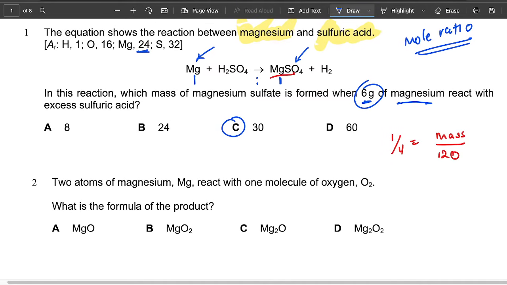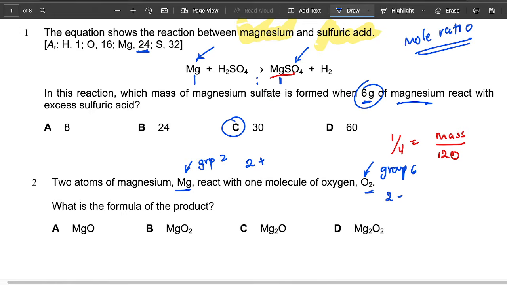It says 2 atoms of magnesium react with 1 molecule of oxygen. What is the formula of the product? What is the valency? Magnesium is in group 2, and oxygen is in group 6. That means the valency for magnesium will be 2 plus, while oxygen will be 2 minus. Magnesium has to lose 2 electrons to become an octet state, while oxygen has to gain 2 electrons to become an octet state.